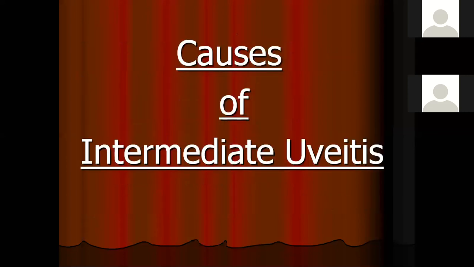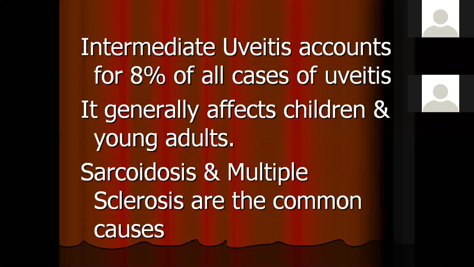Now the causes of intermediate uveitis. It accounts for 8% of all cases of uveitis. Intermediate uveitis is more common in children and young adults. And there are 2 important causes of intermediate uveitis: sarcoidosis and multiple sclerosis.